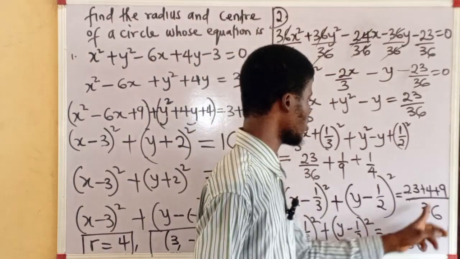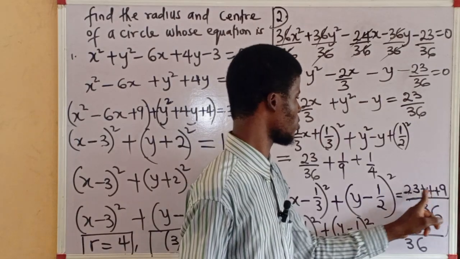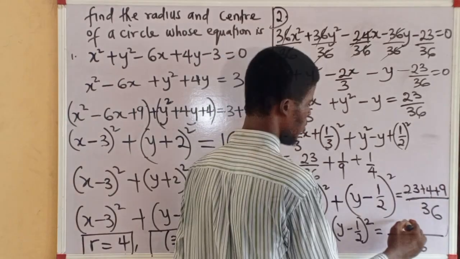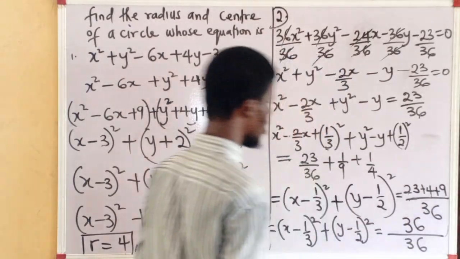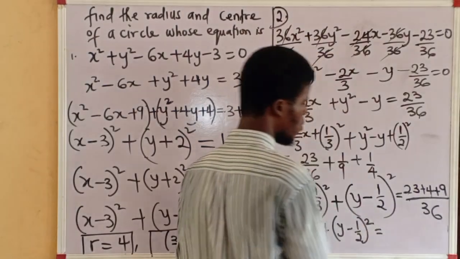9 plus 4 is 13. 13 plus 23 is 36. So we have 36, and that will give us 1. So everything here is equal to 1. Let me just write 1.